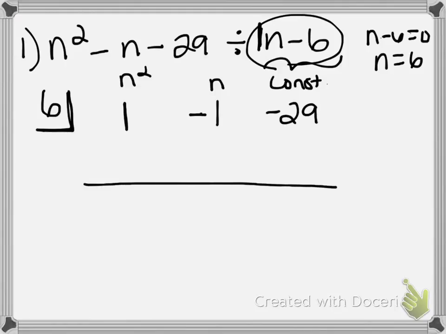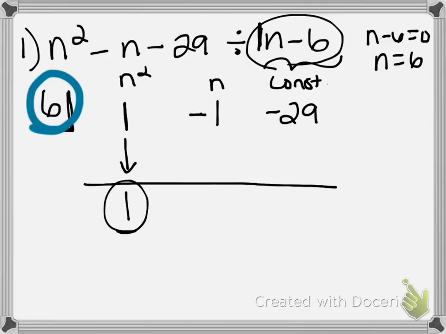The synthetic, it's a fake division, and we're actually going to be doing kind of the opposite of what we do in long division. The first thing you do is bring down whatever your first term is. So that's 1. Then I take this 6 and multiply it by the number here, by 1. So I do 6 times 1, and that answer goes here. 6 times 1 is 6.